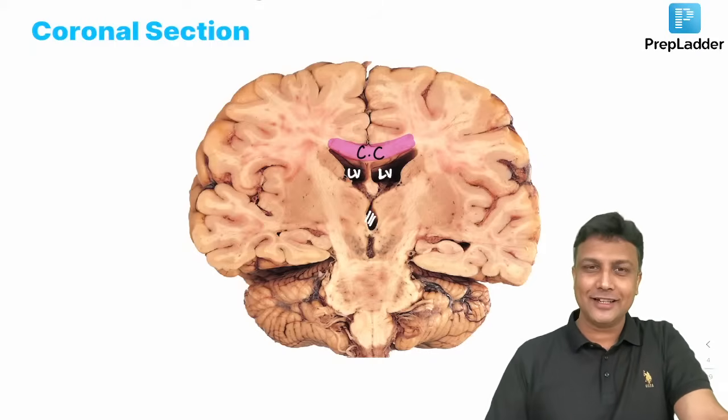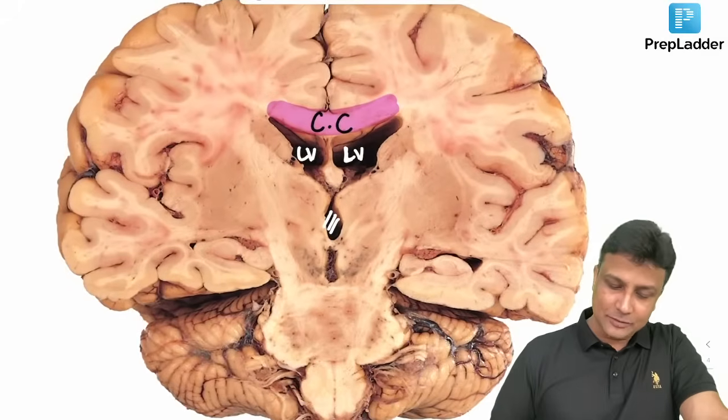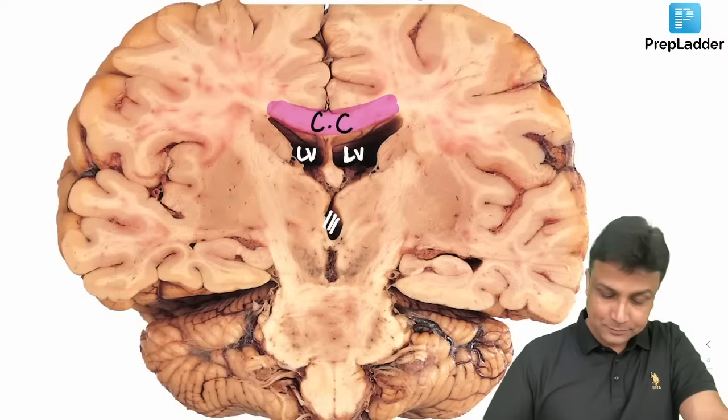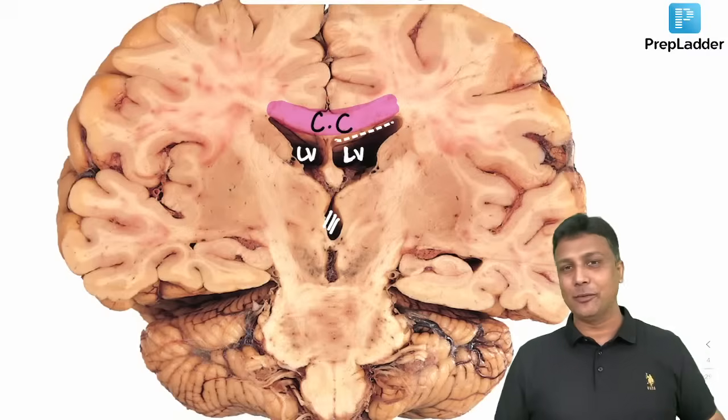And you can very clearly see in our diagram here, the corpus callosum is going to form the roof of the lateral ventricle.